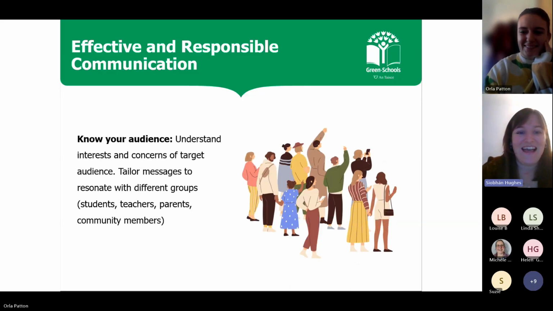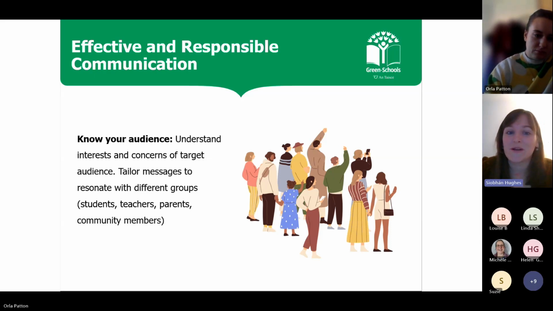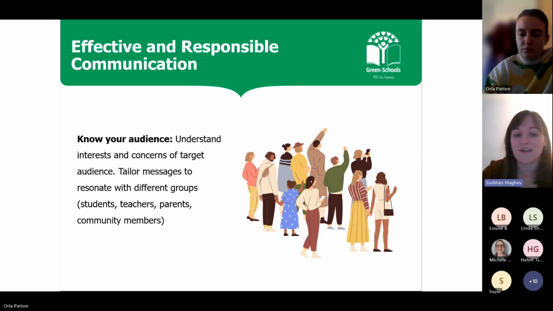Next slide, please. So again, for effective and responsible communication, it's really important to know your audience and understand your audience as well. You definitely have different audiences depending on where you're communicating. We're talking about the wider community now, so outside of your school, you'll have local newspapers, and church bulletins are great because they're free. And can you go to the next slide, actually, Orla?